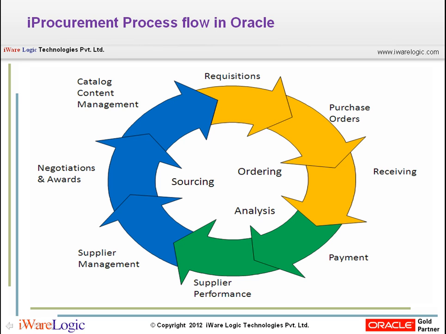Now, the iProcurement process flow is divided into three major parts: ordering, analysis, and sourcing. In ordering, requisitions, purchase orders, and receiving transactions are taken care of. In analysis, supplier performance, reporting, and payment-related processes are taken care of. And in sourcing, supplier management, negotiations, purchase orders, quotations, and catalog content management processes are taken care of.